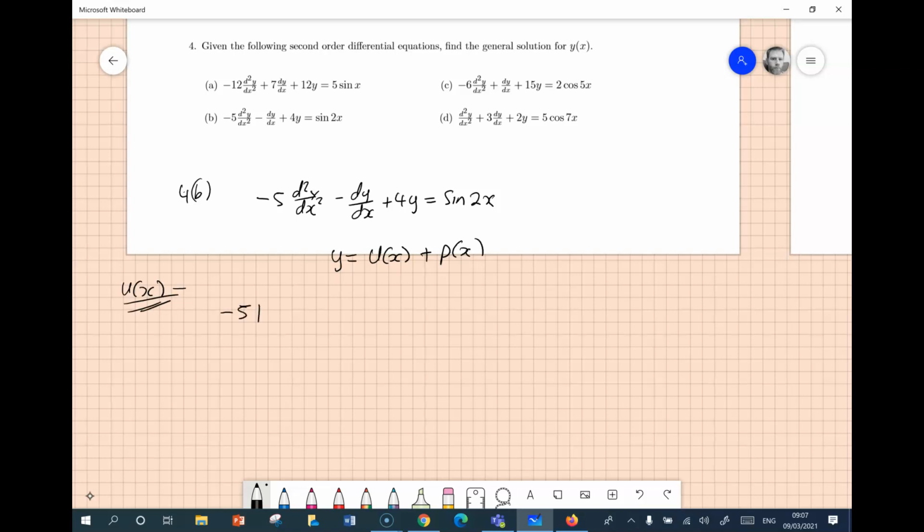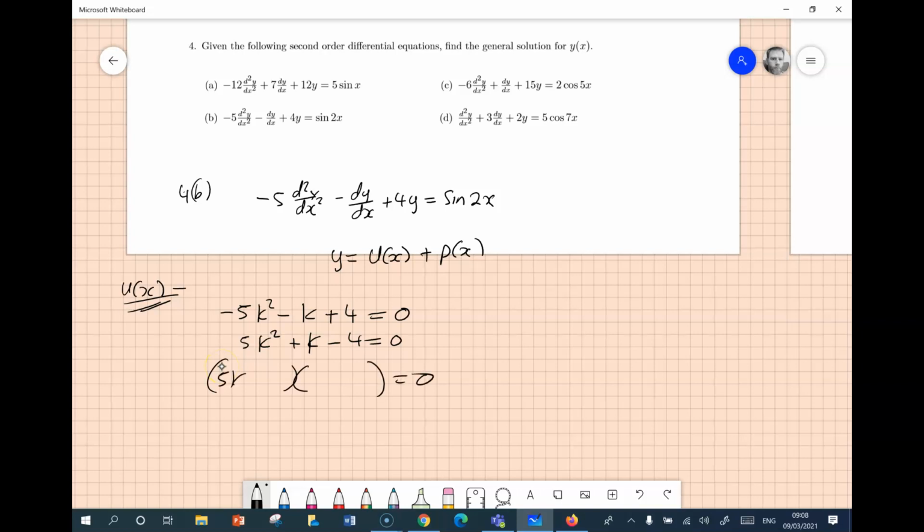That's minus 5k squared minus k plus 4 equals 0. I just rearranged that myself: 5k squared plus k minus 4 equals 0. You don't have to do that. You can use your minus b formula now to solve that, but I'm going to do it by factorizing.